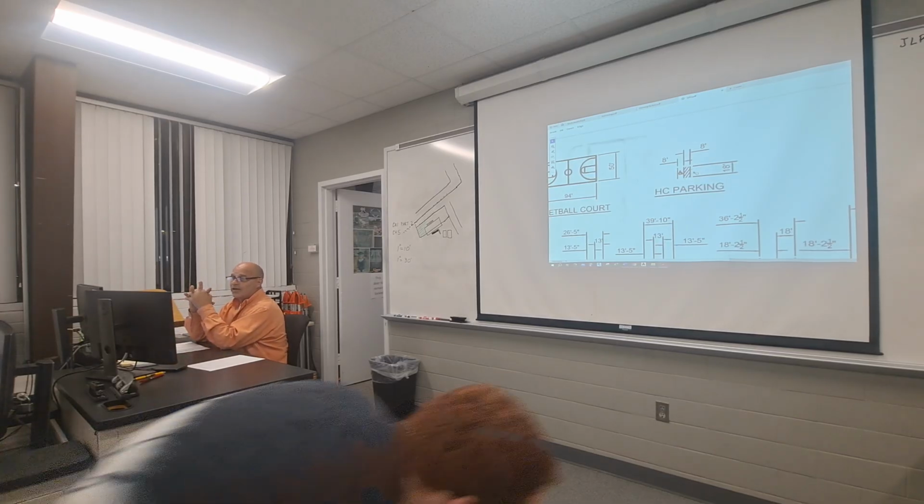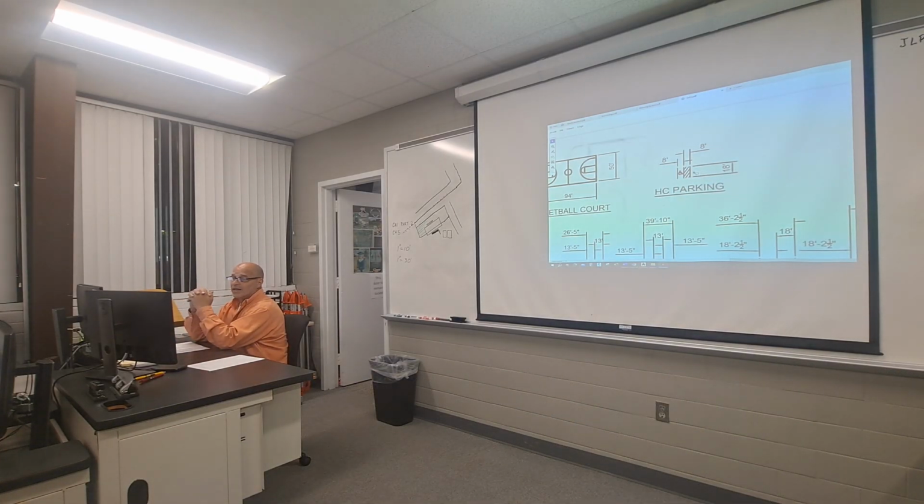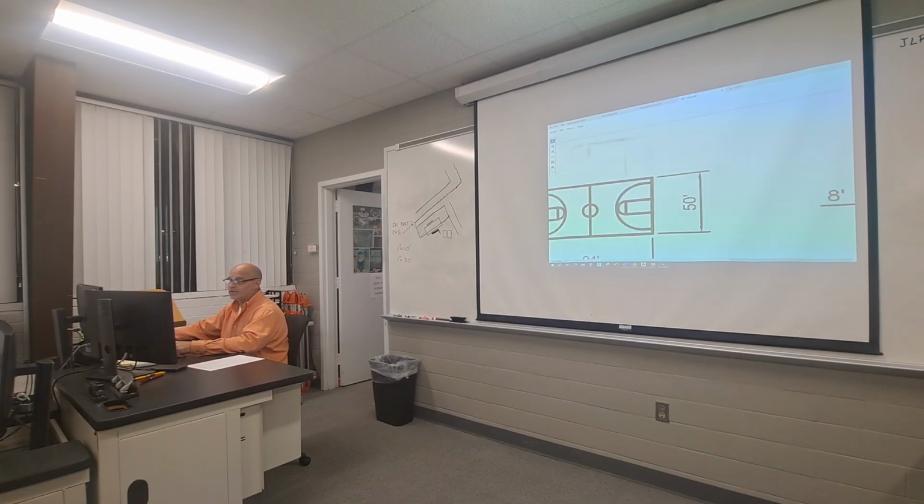Alright, so this is your handicap parking spaces. The handicap symbol itself can easily be found by Googling, and then you can just do a screenshot, put it on your drawing and draw over it. I don't trust downloaded blocks. I've got some that I've downloaded, but I don't recommend it to y'all unless it's from a very trusted source.